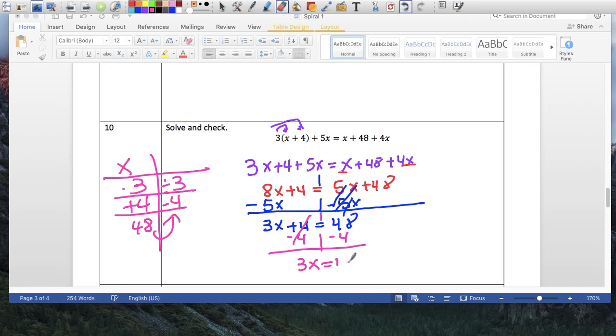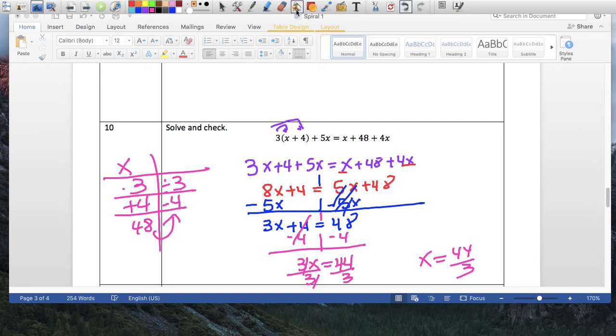44? Really? Did I do something wrong? 44? Okay. So, and then divide both sides by 3. I'm going to get x equals 44 over 3, and that's completely fine.